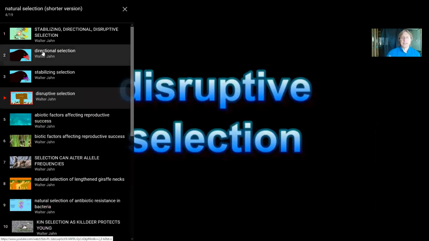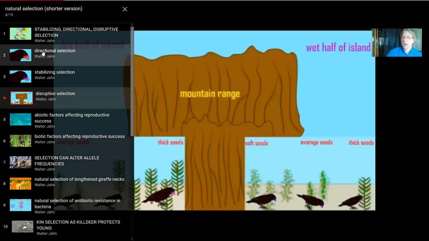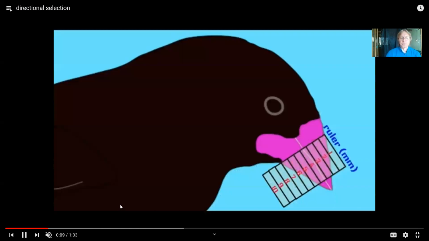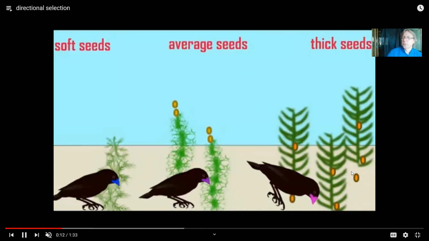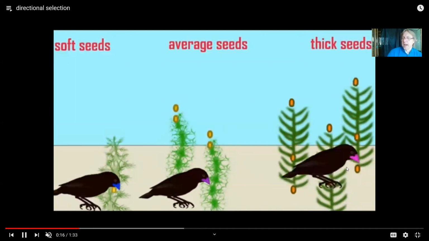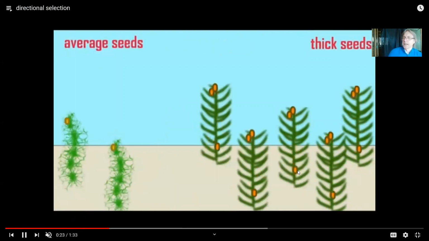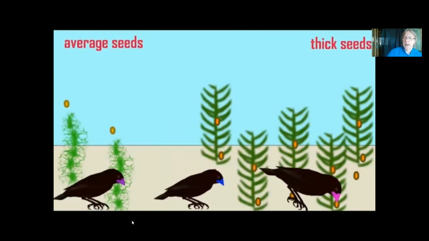selection. However, one could imagine scenarios where the environment changes, as environments often do. And so maybe the area becomes drier. And now the soft seeds become harder to find. Those seeds become less and less common. So here, notice that the soft seeds are becoming less common, the harder seeds more common. So in this scenario, now it would be the finches with the thick bills that would be most likely to find food. They would be the ones most likely to pass down their genes to the next generation.